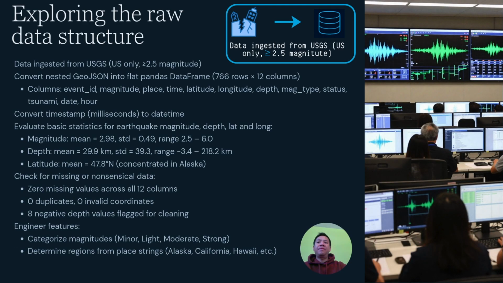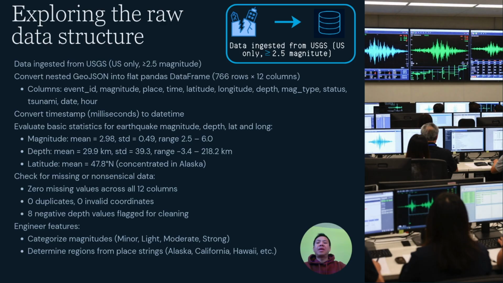Once the data were fetched, the GeoJSON structure was converted into a flat pandas data frame with 766 rows and 12 columns, including event ID, magnitude, place, time, latitude, longitude, and depth. Timestamps were converted from milliseconds to proper datetime format. Basic statistics were then calculated.